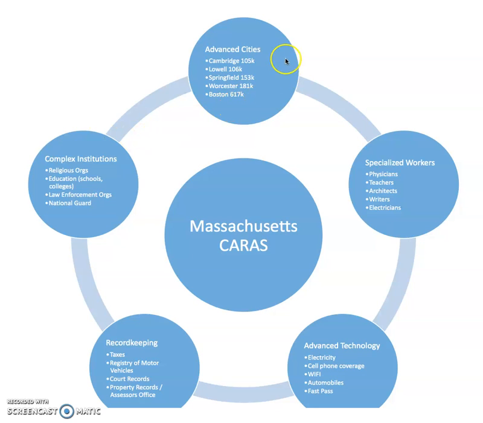So under advanced cities, I just provided 5 cities in the state of Massachusetts, and I did choose 5 that had a population that exceeded 100,000. So I have Cambridge, Lowell, Springfield, Worcester, and the city of Boston. So in order to be a civilization, you need to have more than one city. Okay? So there's more than one city here.